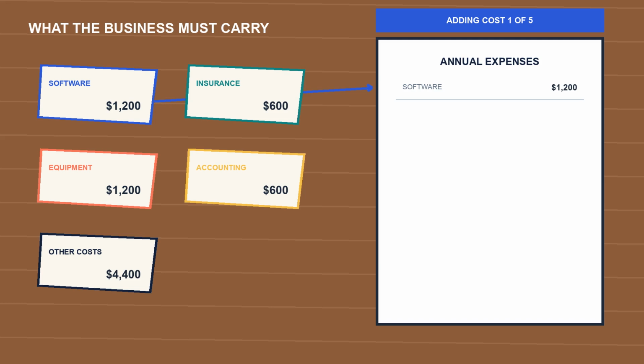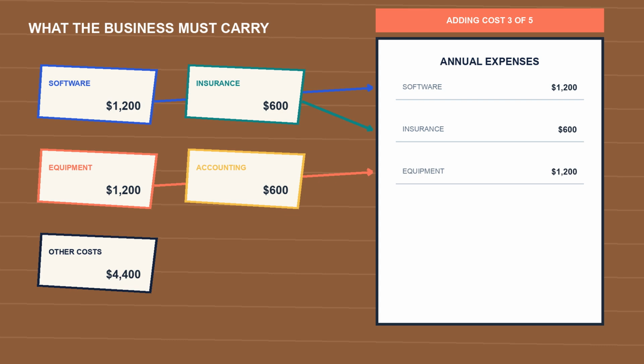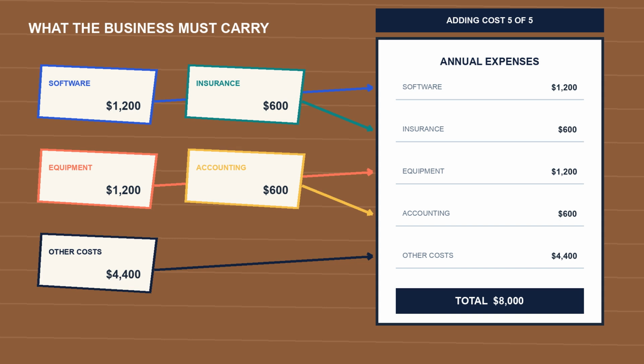Start with expenses your freelance work must carry. For this hypothetical designer, software and subscriptions are $1,200. Insurance is $600. Equipment replacement is $1,200. Accounting, marketing, workspace, training, payment fees, and other costs bring the annual total to $8,000. These are cash planning inputs. Whether a cost is tax deductible depends on location and facts, so the calculator does not decide that for you.